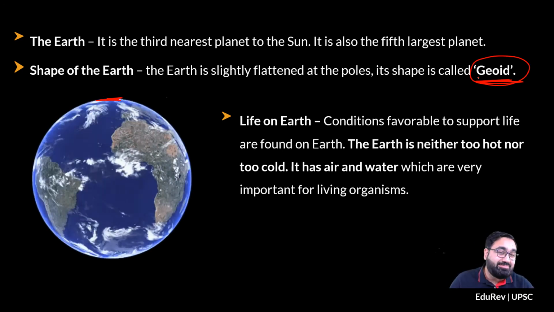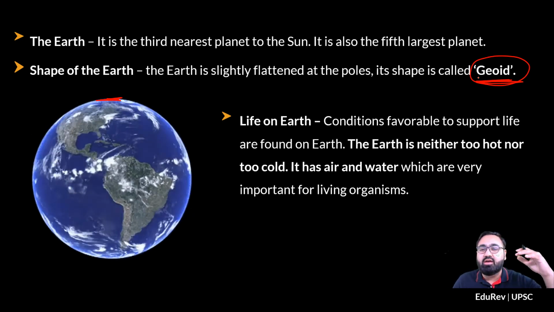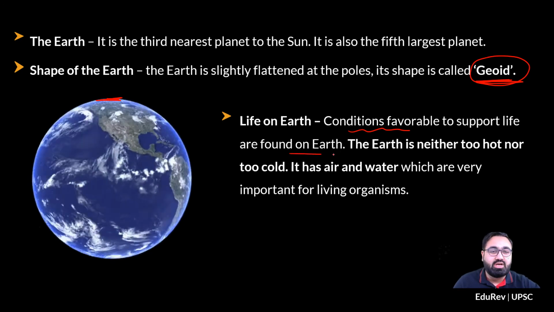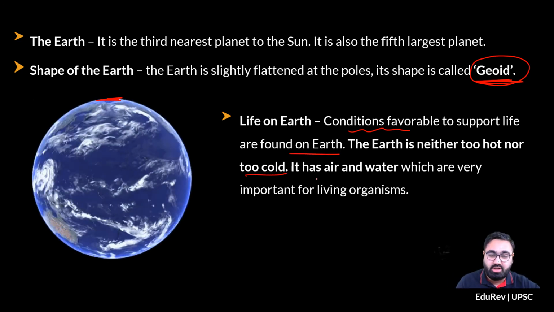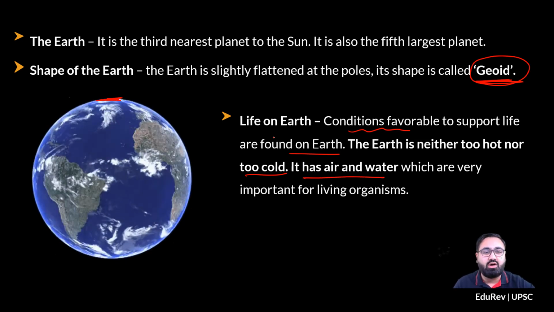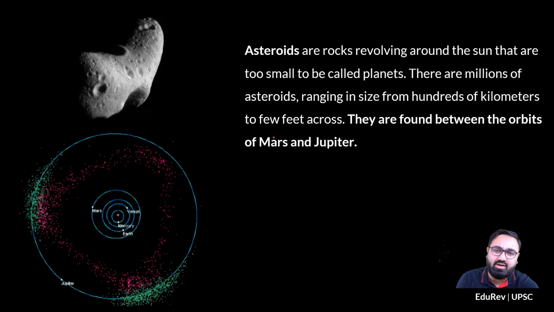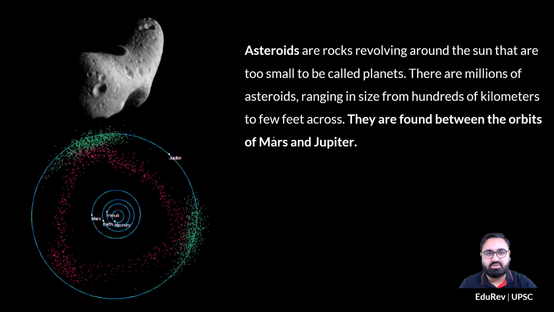Earth also has a very special place in the solar system because it is the only planet where life is known to exist. The conditions are favorable to support life. The air is neither too hot nor too cold. It has air, it has water, which is extremely important for all living organisms to survive, and that is why Earth is the only planet where we have these kinds of organisms.